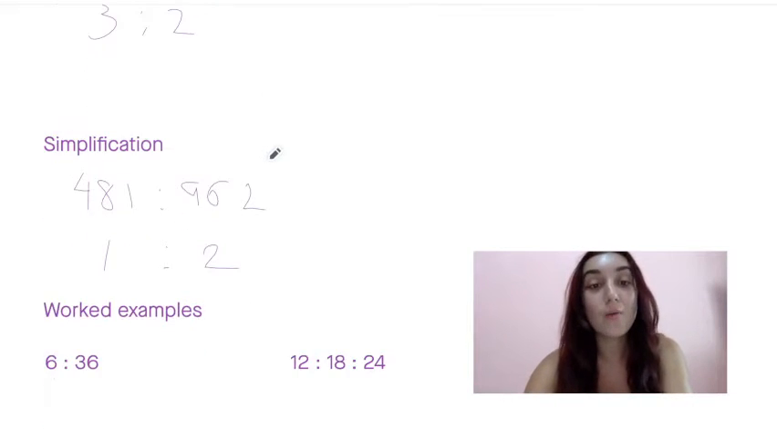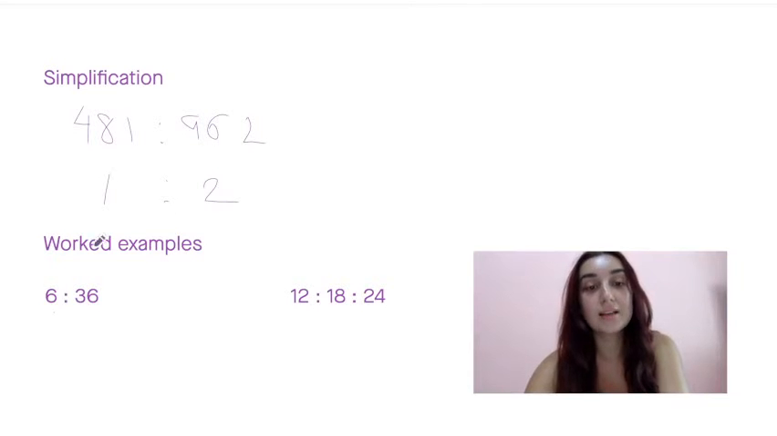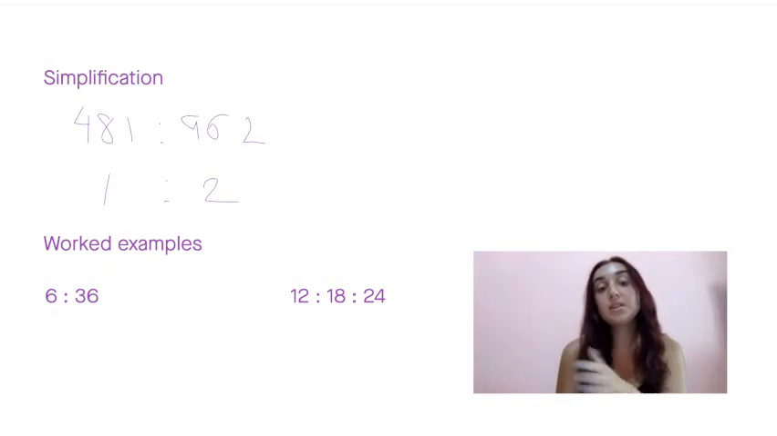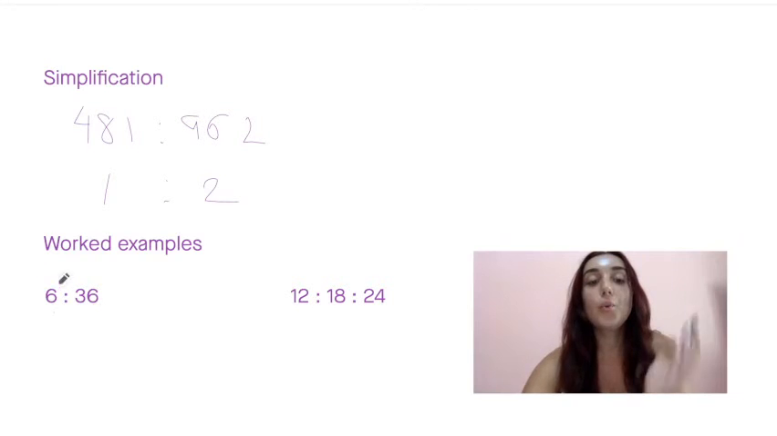Let's have a look at how we can simplify numbers by looking at 2 worked examples. In the first one, we have the ratio 6 to 36. What we have to do is first, look at the numbers and find their highest common factor. If you can't remember how to find the highest common factor, go back to our video which explains this and come back to this. Cool. After finding the highest common factor, or the largest number that both these numbers can be divided by, we divide by that number. So if we look at 6 and 36, both of them can be divided by 6.